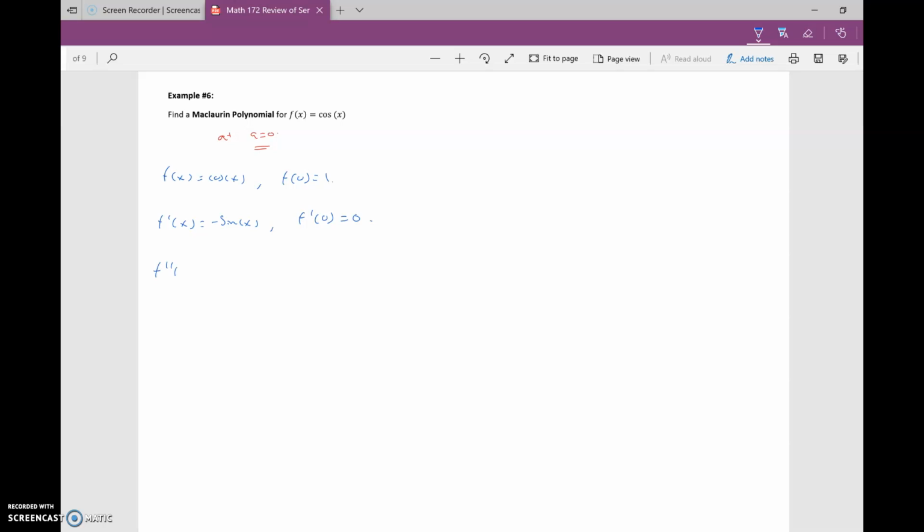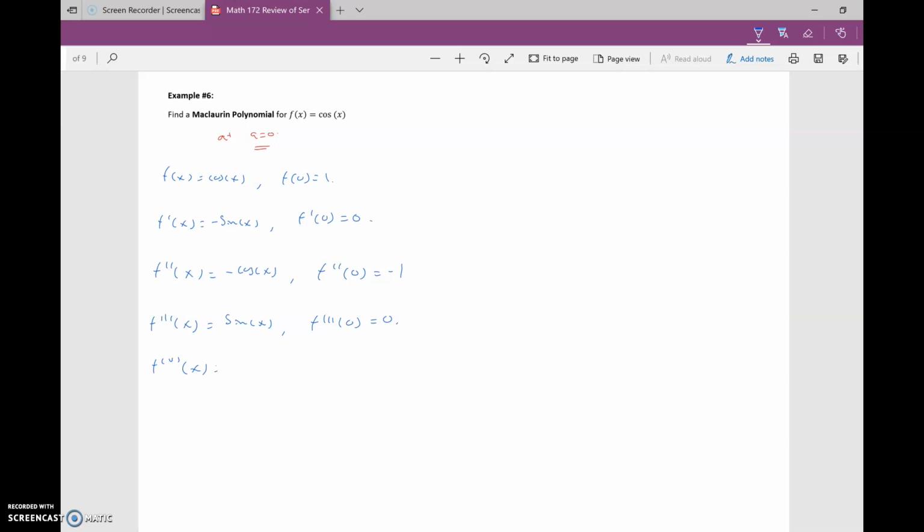So this will be f double prime of x. So we're going to get a negative cosine of x. So f double prime of 0 is equal to negative 1. Then f triple prime of x, the third derivative, it's going to be a regular sine of x. We won't be able to use this since we're going to get 0. So we need to go to the fourth derivative.